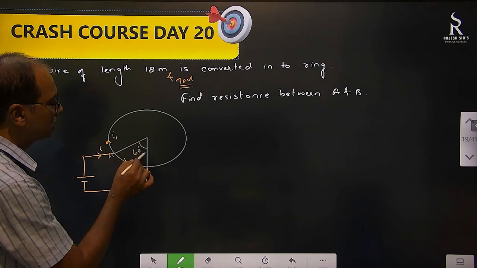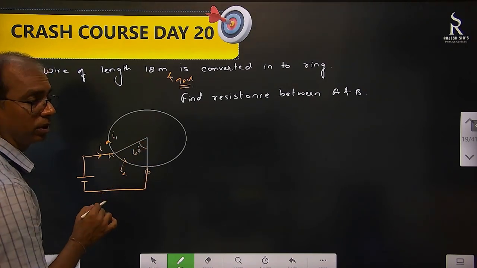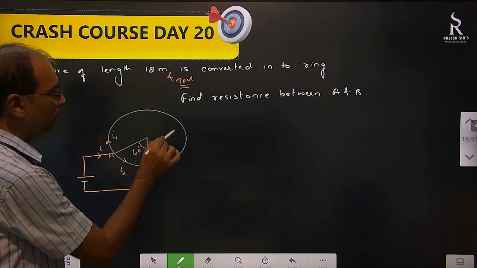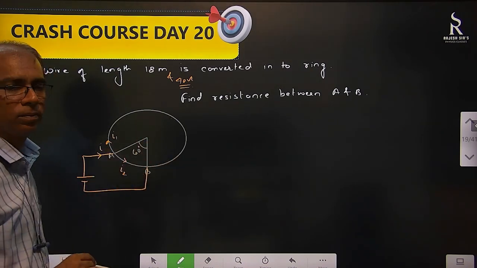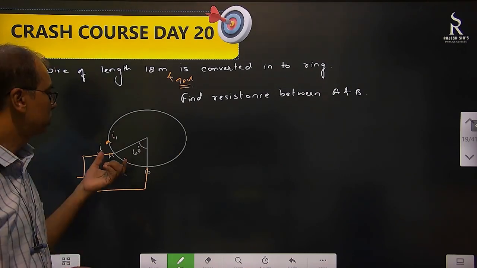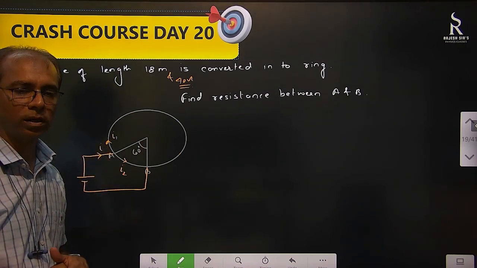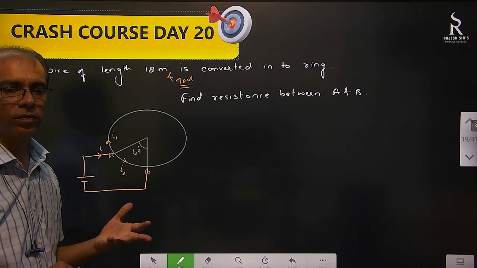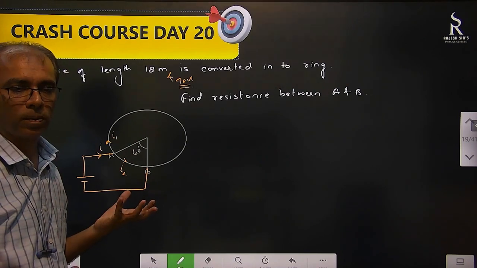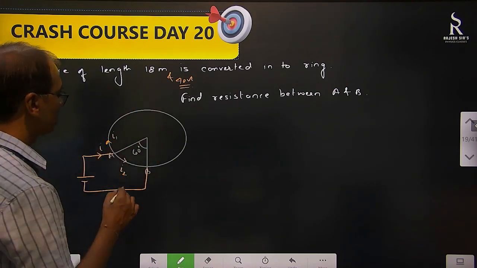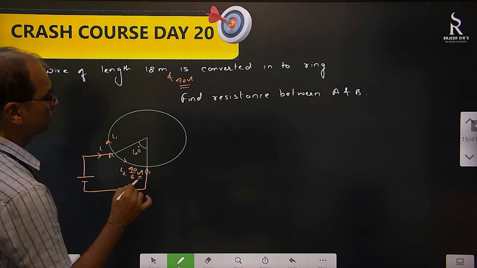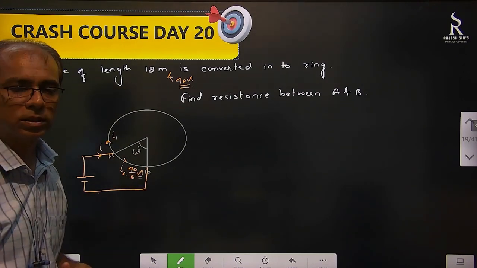Now this is 60 and remaining is 300 degrees. So 60 degree, when you are converting it into a circle, the full angle at the center is 360. So 60 degree is 1/6 of that. So its resistance will be 1/6 of the total. The total is 40, so its resistance will be 40 by 6 ohm.